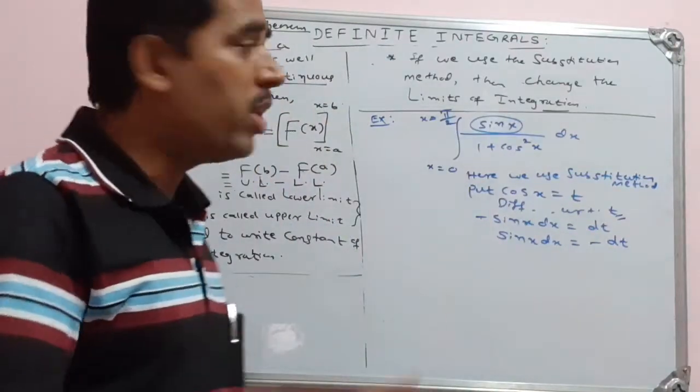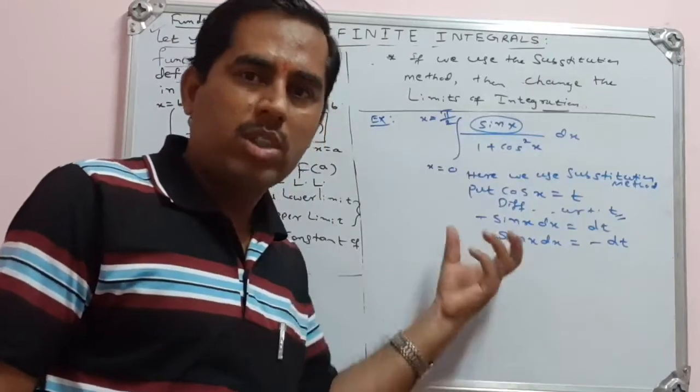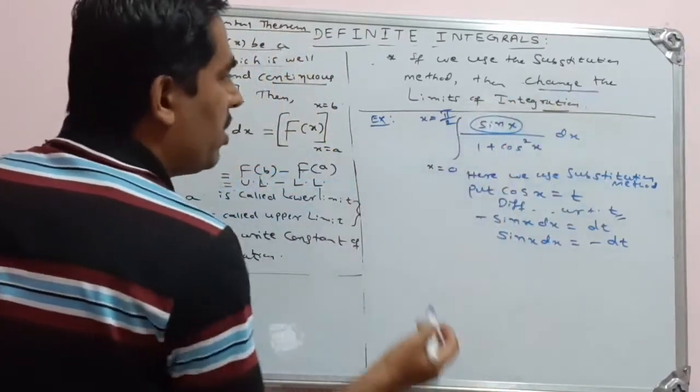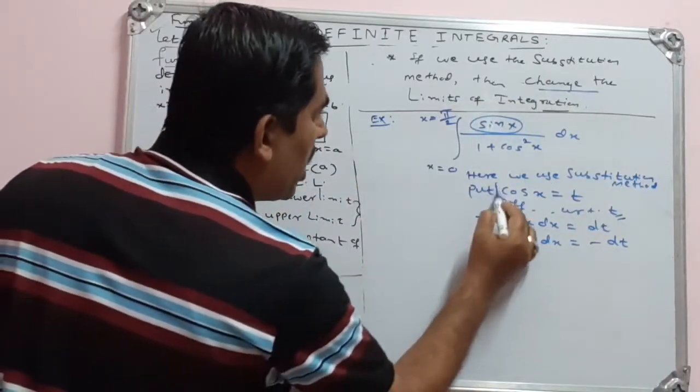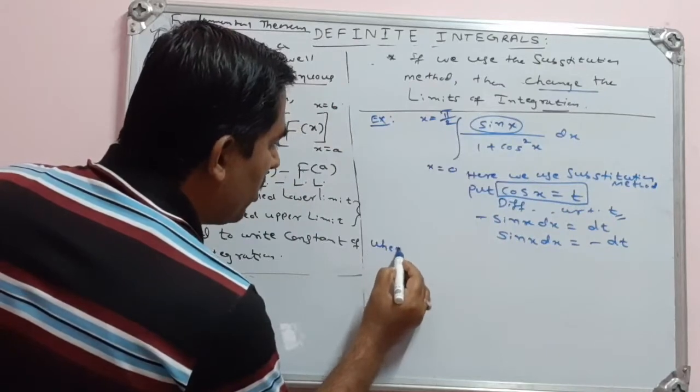Up to this we used to do the same in indefinite integrals. When indefinite integrals were given, we followed the same method. But the difference is, we have to change the limits. So how can we change the limits?